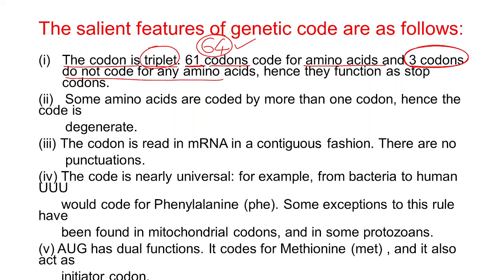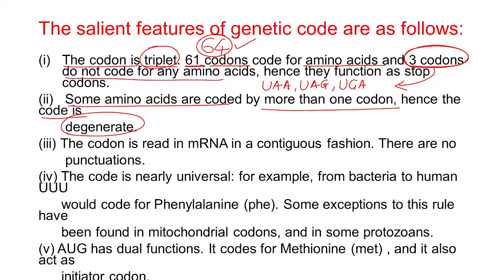By name, these 3 codons which are acting as stop codons are UAA, UAG, and UGA. These 3 are stop codons. Next point: some amino acids are coded by more than one codon. Hence, the code is said to be degenerate.